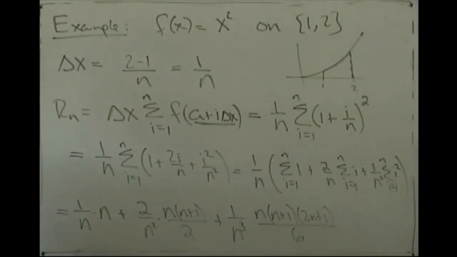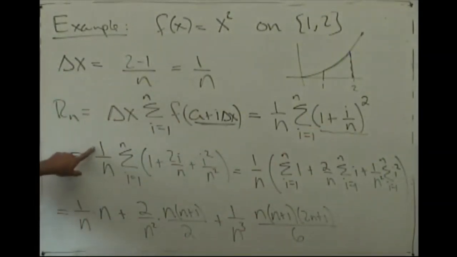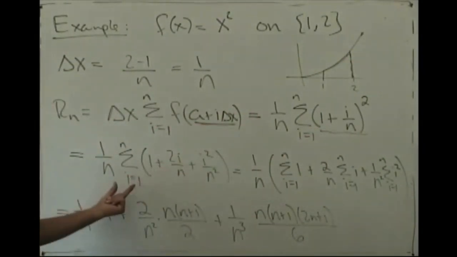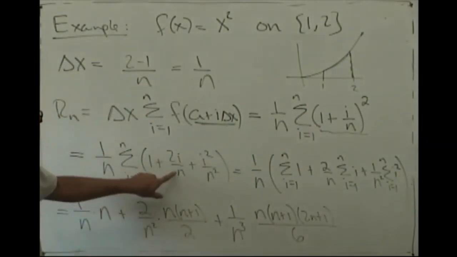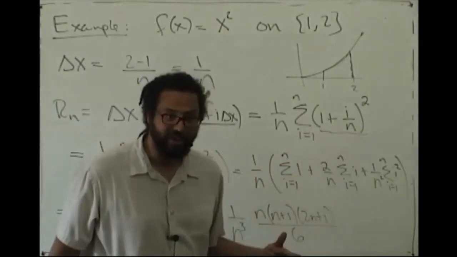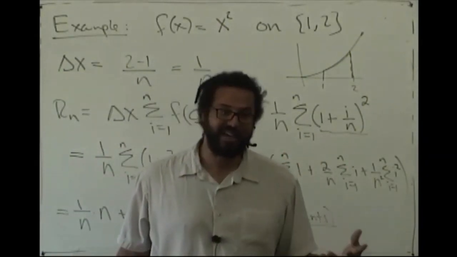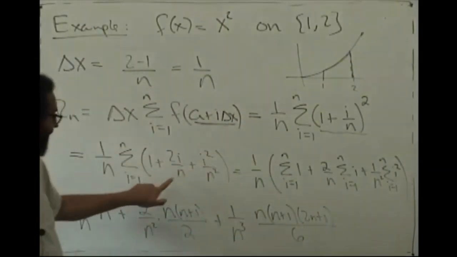Okay, so let me go ahead and FOIL this. Here I get 1 over n, the sum, and now it's going to be 1 plus 2i over n plus i squared over n squared. Just FOIL this out. You know, a plus b quantity squared is a squared plus 2ab plus b squared. So that's how I got from here to here.